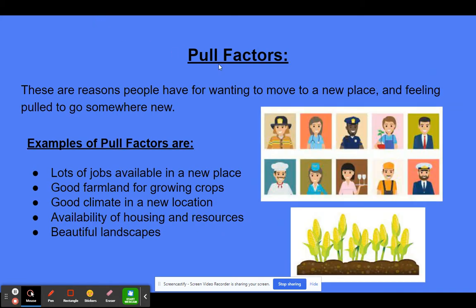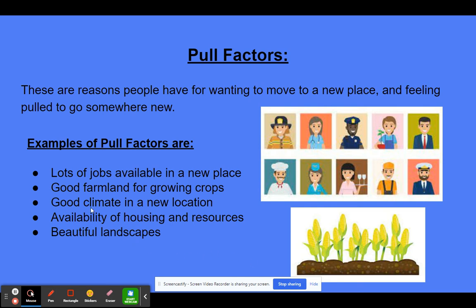Okay, and then other reasons people might move we like to call pull factors. So this is not pushing them away. These are reasons that might pull them or draw them to a new place. Here are some examples of pull factors. The first one, there might be lots of jobs available in a new place. And these pictures here just show a whole bunch of different types of jobs. So people might say, you know what, I want to move to this city because there are lots of good jobs available there.